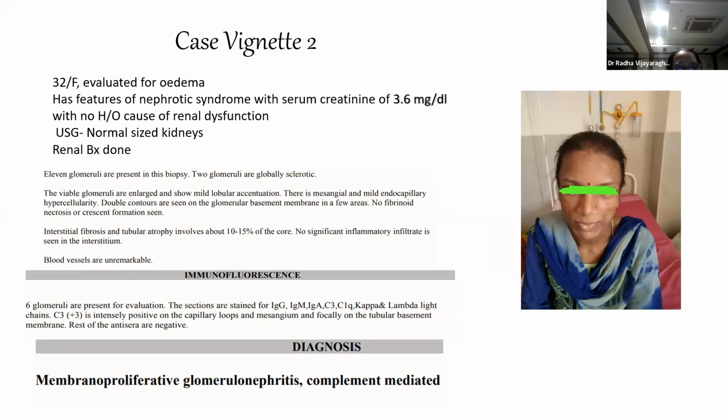Immunofluorescence showed C3 3 plus staining, intensely positive on the capillary loops and mesangium and focally on the tubular basement membrane. For this patient, the diagnosis was membranoproliferative glomerulonephritis.